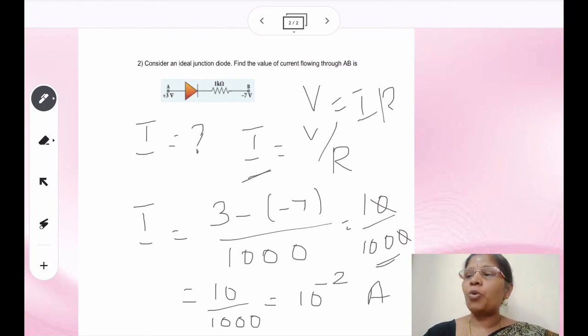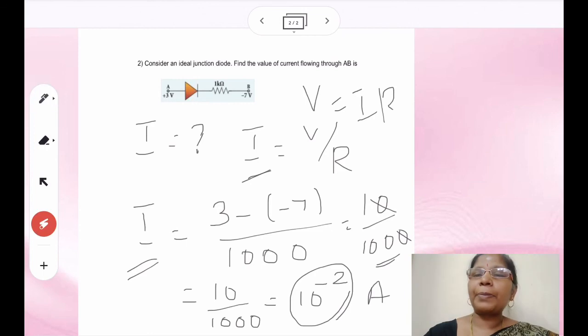1 by 100 means what? 10 power minus 2. What is the unit of current? The unit of current is ampere. So 10 power minus 2 ampere.